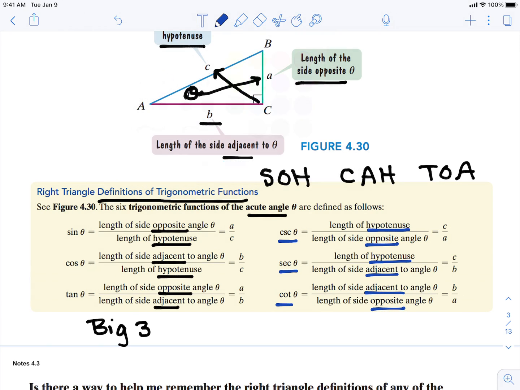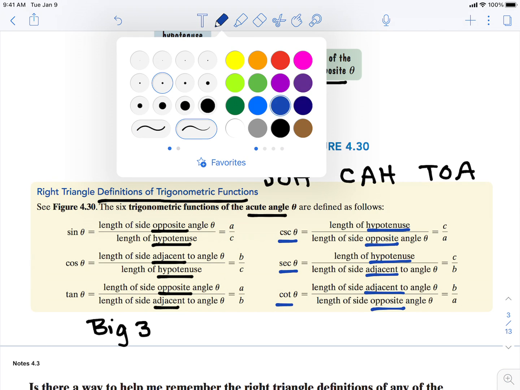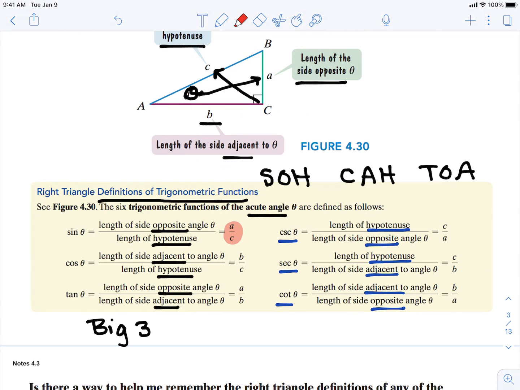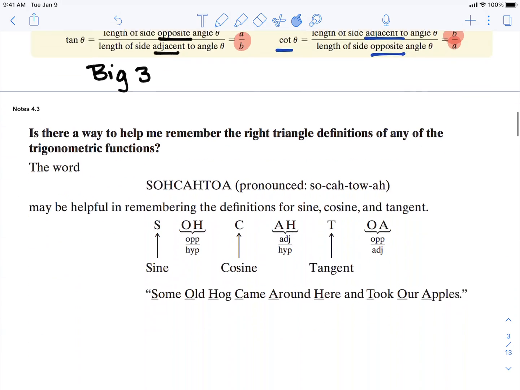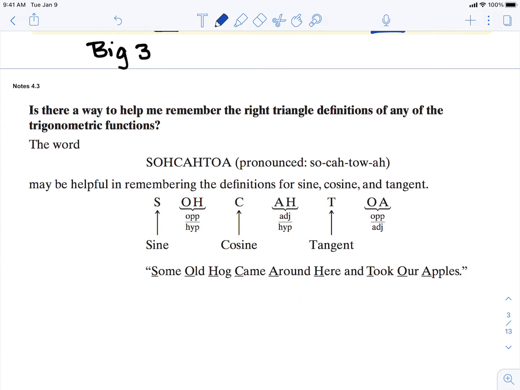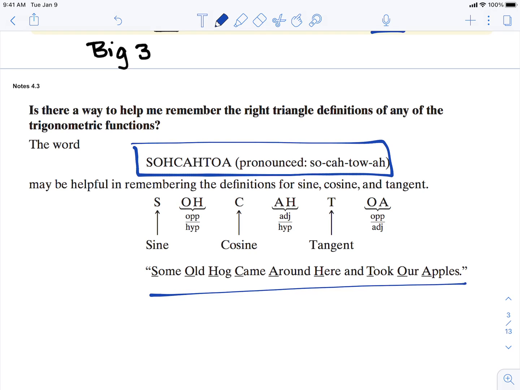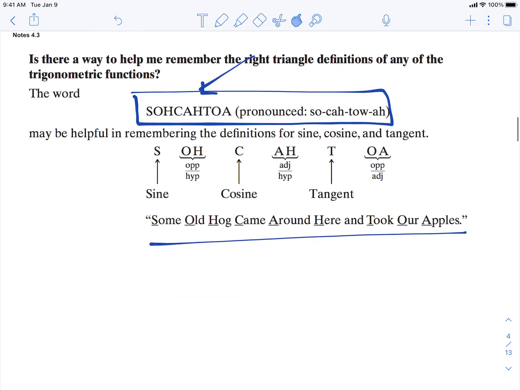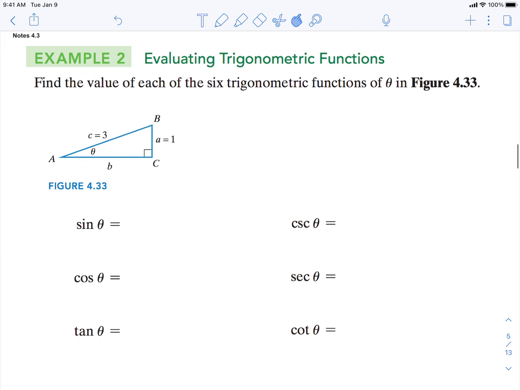So notice these are our trig ratios in reference to side A, B, and C. So this is remembering the sine, cosine, and tangent. Here is another way to remember it. Some old hog came around here and took our apples. So this is what I learned when I was in school, to remember the big 3 is SOHCAHTOA. So let's go ahead and do an example.